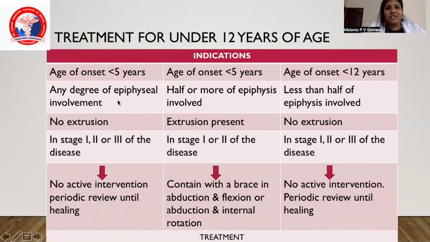If the age of onset is less than 5 years, any degree of epiphyseal involvement, no extrusion in stage 1, 2, or 3 of the disease, no active intervention, periodic review until healing. If the age of onset is less than 5 years, half or more of epiphysis involved, extrusion present in stage 1 or 2 of the disease, containment with abduction and flexion or abduction and internal rotation. If the age of onset is less than 12 years, less than half of the epiphysis involved, no extrusion in stage 1 or 2 of the disease, no active intervention, periodic review until healing.